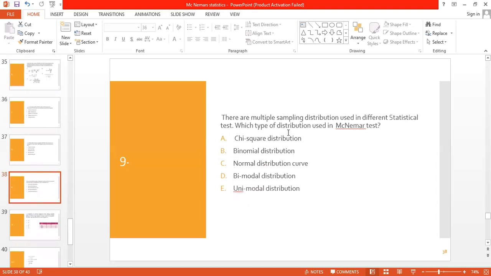There are multiple sampling distributions used in different statistical tests. Which type of distribution is used in a McNemar test? Chi-square distribution, binomial distribution, normal distribution curve, bimodal distribution, unimodal distribution, or beta binomial distribution. Alpha, chi-square distribution.